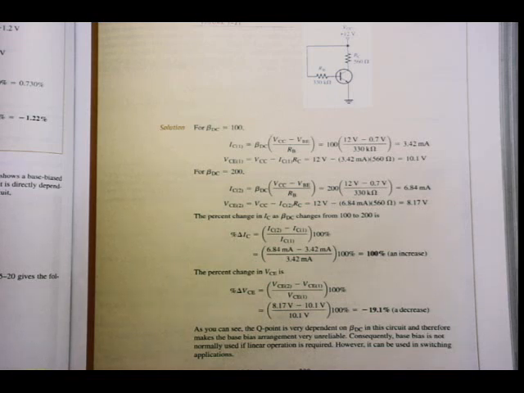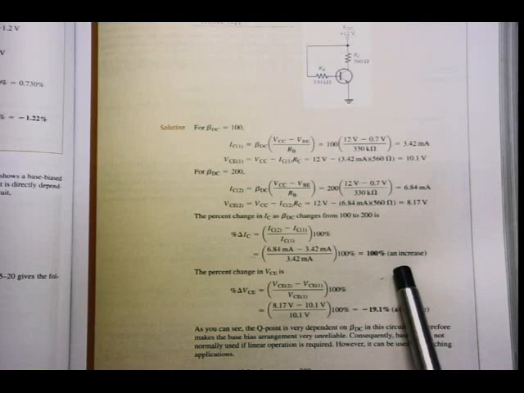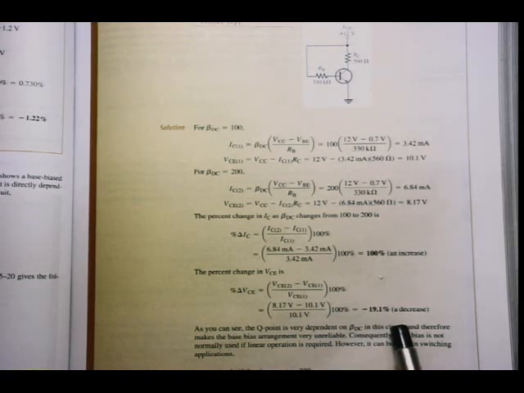So you know already, as we've seen with the emitter biasing circuit, I have to do two sets of calculations, one for beta at 100 and the other at 200. And I calculate IC and VCE in both cases, then the percentage change I can calculate again there. So I can see then the change in collector current, there's a 100% change in collector current between those two. Okay, so you can imagine what happens to your Q point. The percentage change in VCE is minus 19.1%.